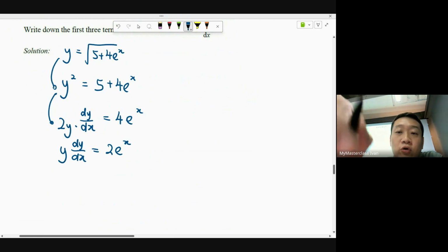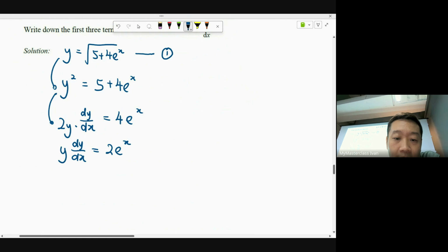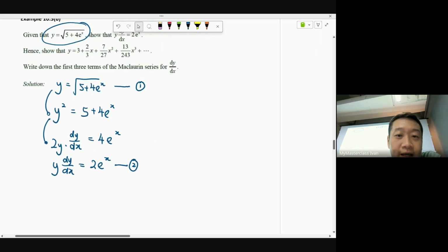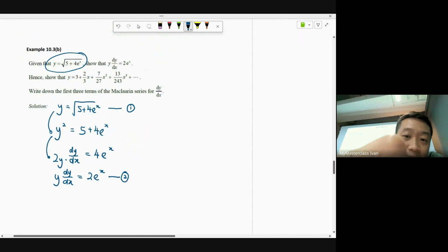Okay, and also, I want you all to write down this: y equals something, label this equation 1. No need, when x squared equals 4, then you plus minus. You square both sides, no need. Okay, label this as equation 2. Now the question asks you for x to the power of 3. When you see the Maclaurin x to the power of 3, it means right now you need d3y over dx cubed.